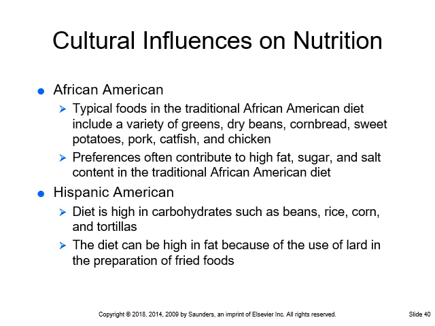The Hispanic population is one of the fastest growing in the United States. Several groups are represented, including Mexicans, Puerto Ricans, and Cubans. The Hispanic diet is high in carbohydrates such as beans, rice, corn, and tortillas. Meats and meat dishes are heavily seasoned and spicy.